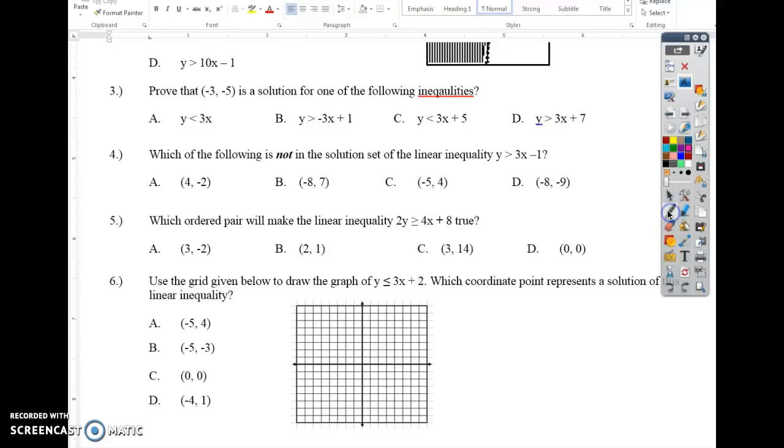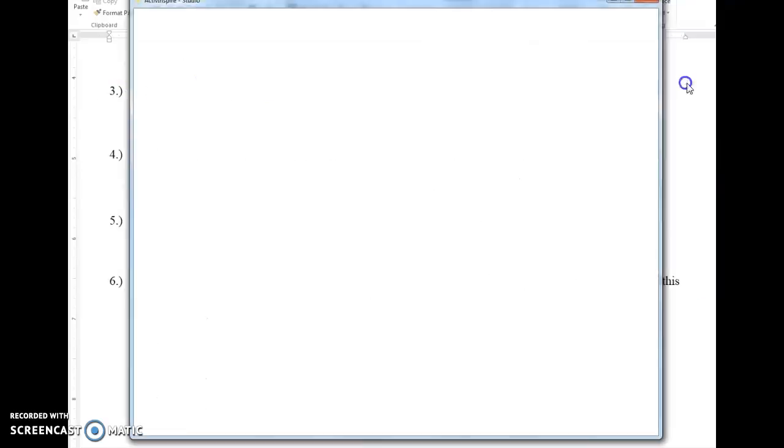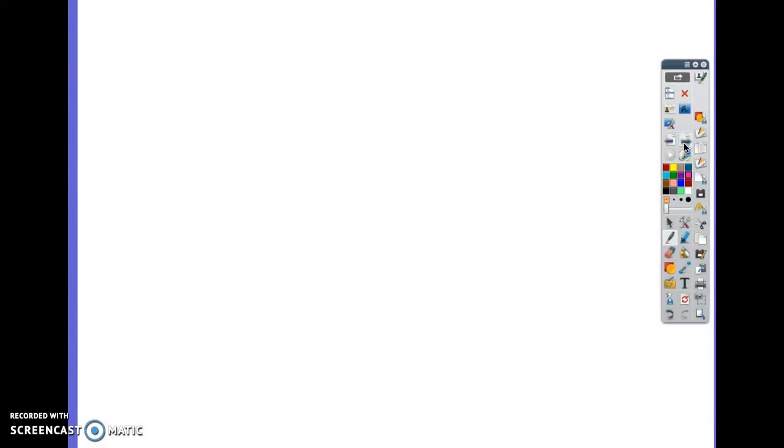I'm going to start with problem number 3. It says, prove that (-3, -5) is a solution for one of the following inequalities. So I'm going to plug these numbers in for x and y in all of these inequalities and see which one is true and which one is false. Okay, just like when we check solutions on the papers that we've done previously, we're going to do the same thing right here. So we're going to start off with letter A.